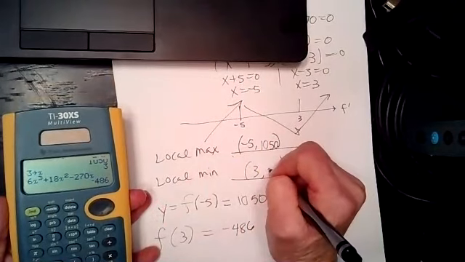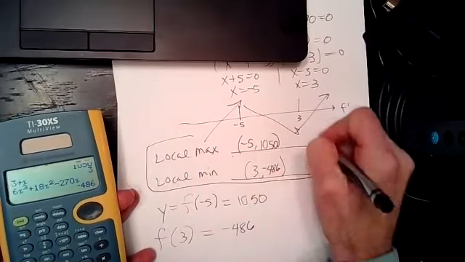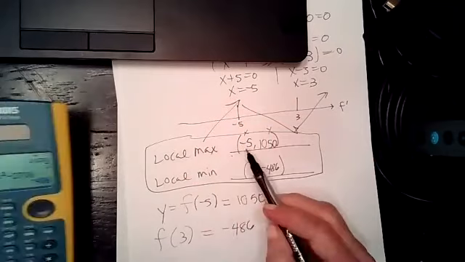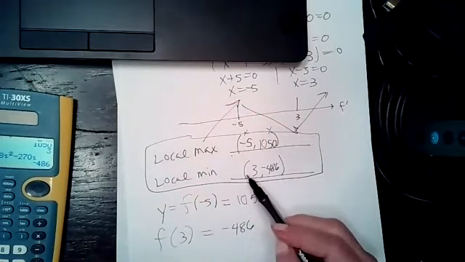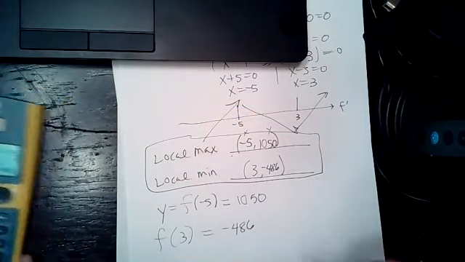So that's the y part of my point. And here is my answer. There's my x and there's my y. So the local max occurs when x is negative 5, and this is the maximum value. My local min occurs at x is 3, and here's my minimum value. Okay.